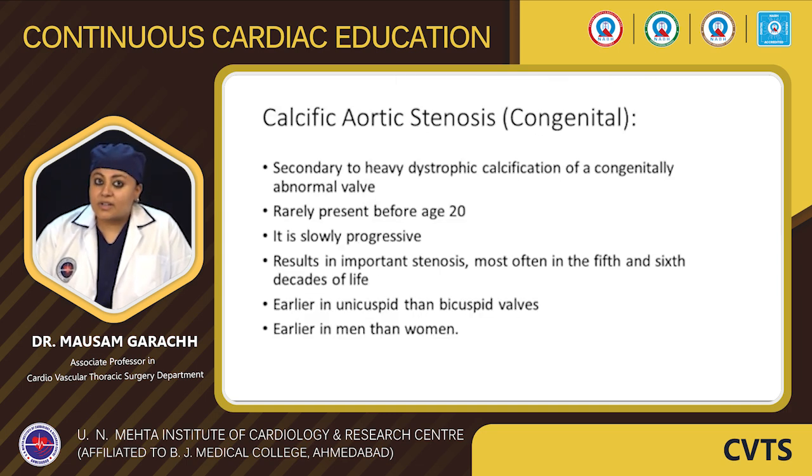Now we're going to talk about congenital calcific aortic stenosis. It is secondary to heavy dystrophic calcification of a congenitally abnormal valve. It rarely presents before the age of 20. It is slowly progressive and results in important stenosis most often in the 5th and 6th decade of life. It is earlier in unicuspid than bicuspid valves, and males present earlier compared to females.